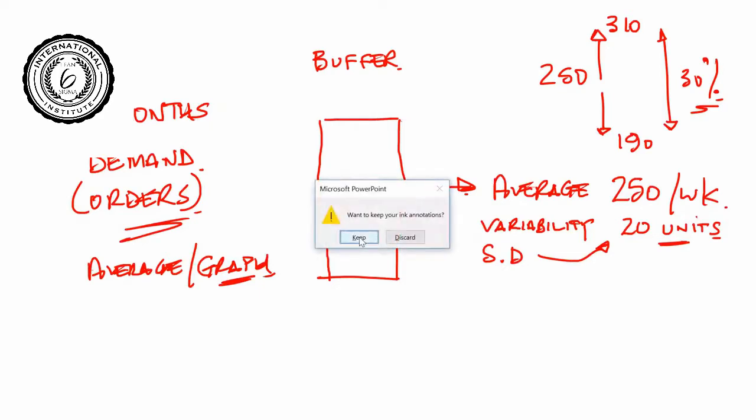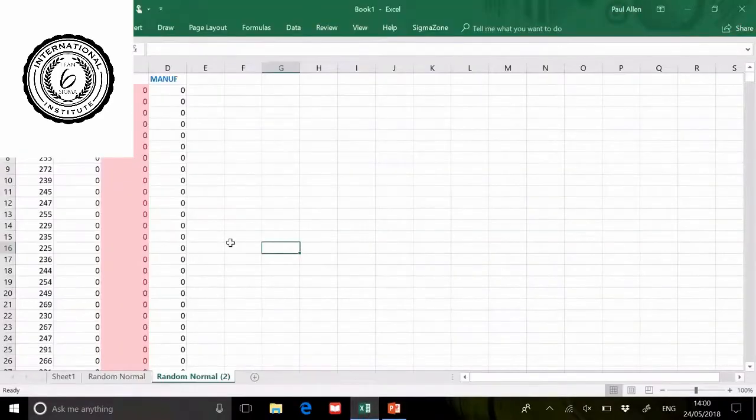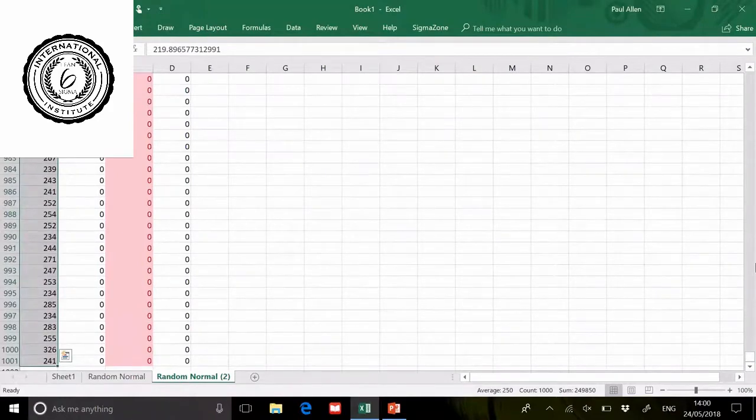So if we just take a look. So here we have it. Look, here's the demand. I've just created random numbers using a piece of software. And the first thing I'm going to do is highlight these. It's 1,000 data points, by the way, so you can think of this as 1,000 orders or 1,000 weeks of demand, if you like. And I'm just going to draw the graph.